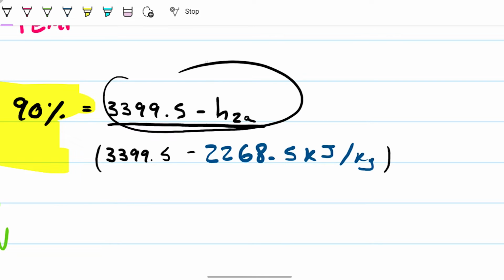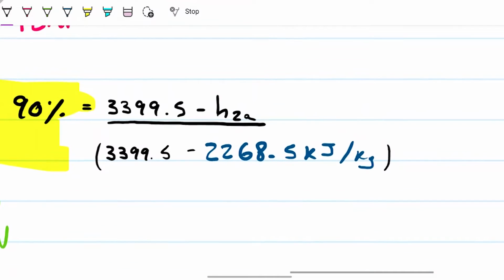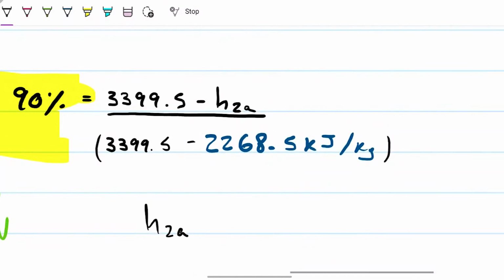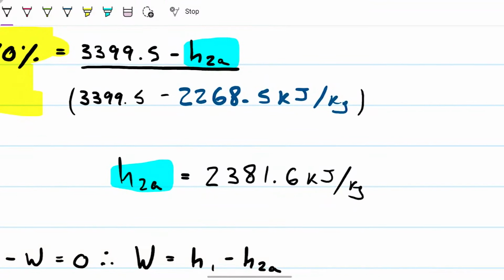that has to be equal to this, and then I just need to do this guy here minus whatever I found, and that's going to give you my H2A, right, the actual one. So because this is the only unknown, I end up finding that this guy is, what did I get? 2,381 kilojoules per kilogram. Okay, now I have two pieces of information that are crucial.